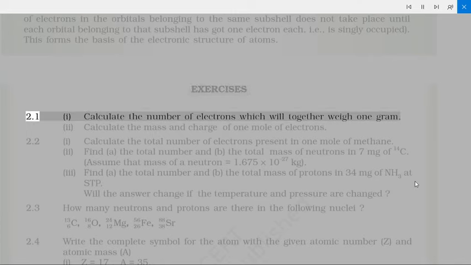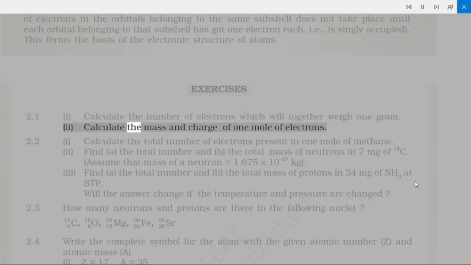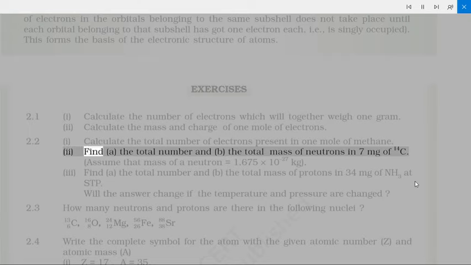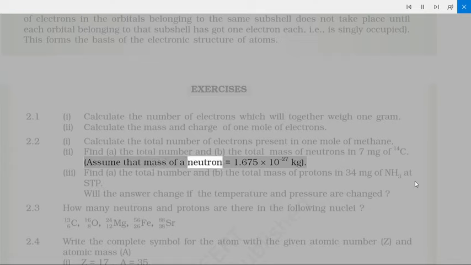Exercises. 2.1 (i) Calculate the number of electrons which will together weigh 1 gram. (ii) Calculate the mass and charge of 1 mole of electrons. 2.2 (i) Calculate the total number of electrons present in 1 mole of methane. (ii) Find (a) the total number and (b) the total mass of neutrons in 7 mg of 14C. Assume that the mass of a neutron is equal to 1.675 × 10^-27 kg.